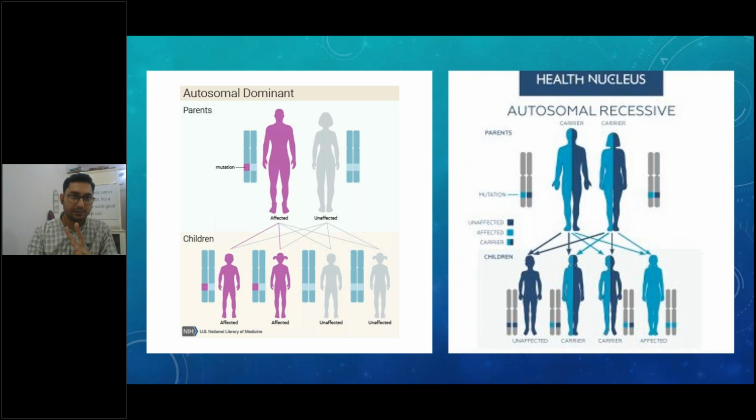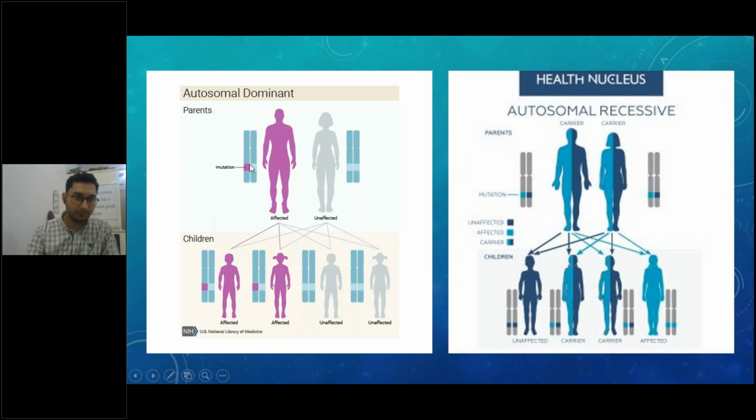Second thing is, dominant means that even if one gene is mutated, which is represented here by this pink color... So this is the male chromosome, this is the female chromosome, right? In the male, in the autosomal chromosome, one gene is affected out of 2 chromosomes. It means one chromosome has that mutated gene, the other chromosome is normal. Female has both the chromosomes normal, right? But even if this one gene gets transmitted to the child, it will express as a mutation that is known as autosomal dominant, because it is a dominant gene. It does not require a partner gene to express.